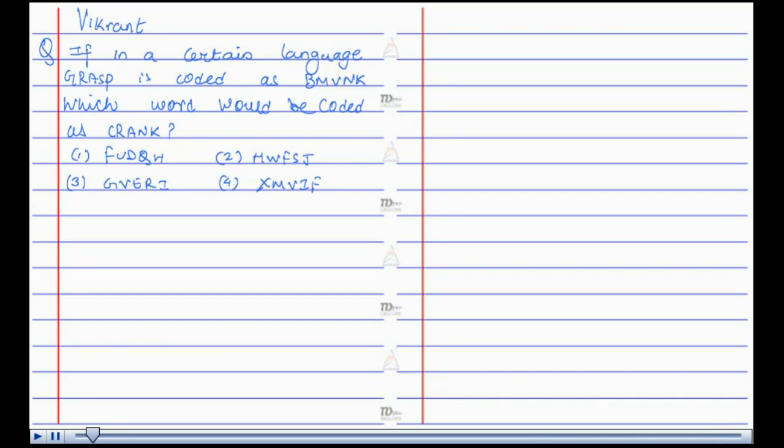Hello, I am Vikrant. The question is, if in a certain language grasp is coded as BMVNK, which word would be coded as crank? The solution is, if you look at the word arrangement, grasp is coded as BMVNK. That is, every letter of the word is 5 steps ahead of the corresponding letter.